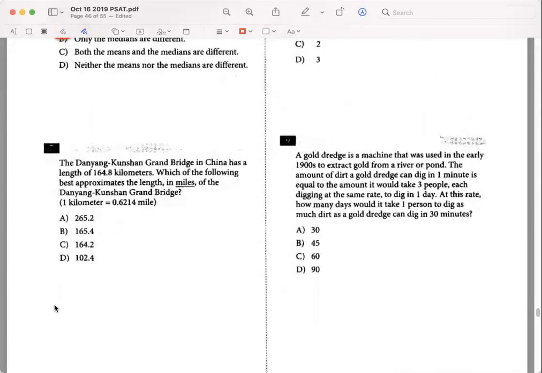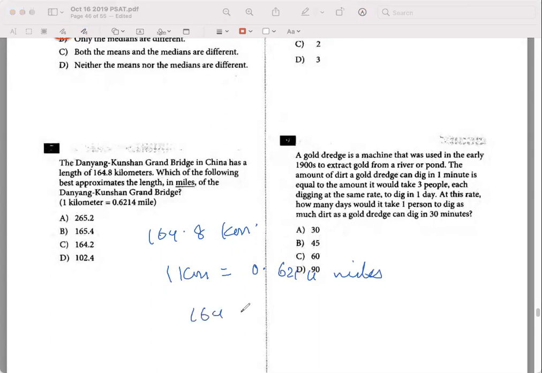The Danyang Kunshan Grand Bridge in China has a length of 164.8 kilometers. Which of the following best approximates the length in miles of the Danyang Kunshan? Okay, so it is 164.8 kilometers. And they tell me that 1 kilometer is 0.6214 miles. So 164.8 kilometers would be 164.8 times 0.6214 miles. Now think about it, right?